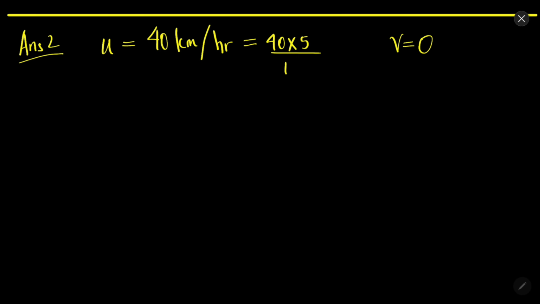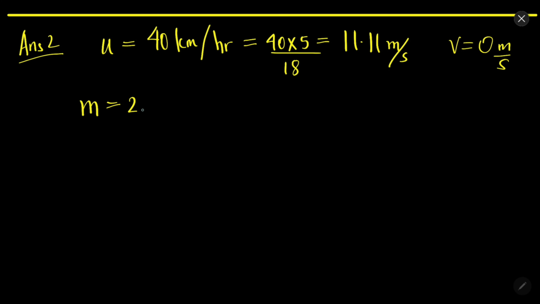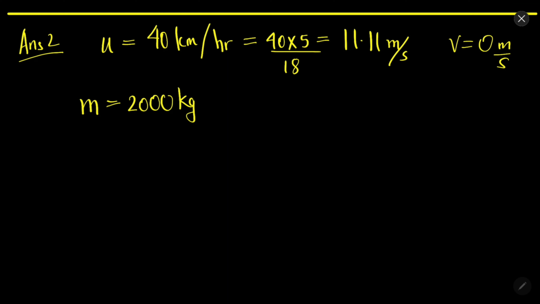Again, let's write what is given. Initial velocity is 40 kilometers per hour, and obviously we want to stop it, so the final velocity will be 0. Let's convert this into the SI unit. 40 kilometer per hour can be converted into meter per second by the factor 5 by 18, that is 1000 by 3600. This gives 11.11 meter per second, and final velocity is 0 meter per second. Mass is 2000 kg, and the displacement is 4 meters.